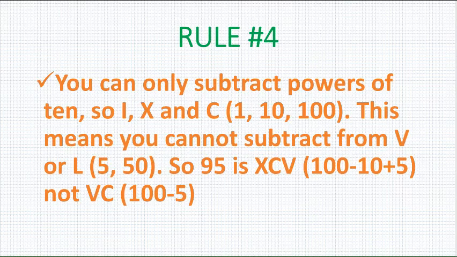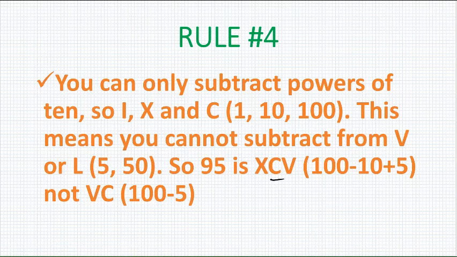Now, this is the final rule. You can only subtract powers of 10. So you can subtract I, X, and C, which is 1, 10, and 100. You cannot subtract from V or L. Of course, that is going to be breaking the Roman numeral rules. So 95 is going to be 100 minus 10, which is 90, then plus 5, which is 95.